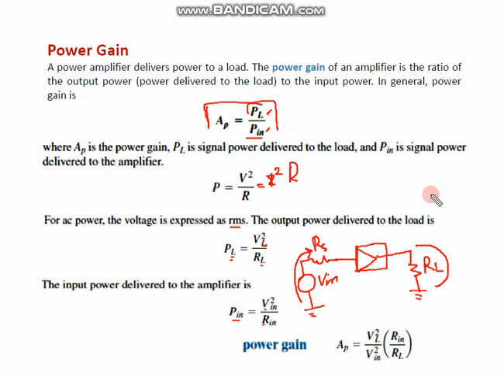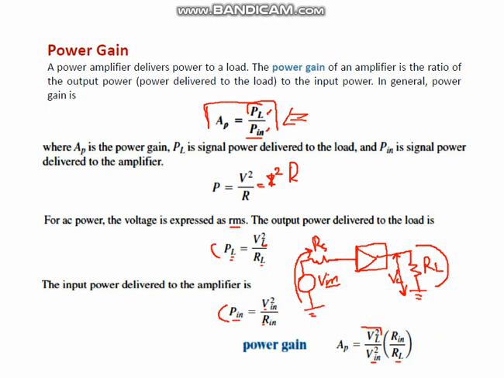Okay, so this is done. Now for the power gain, if I put these two values PL and Pin in this equation, it will be VL square divided by RL and Vin square divided by Rin. So this Rin goes to the top. Remember now, VL divided by Vin, the voltage across RL, which is this voltage, to the input voltage, we can denote by voltage gain.